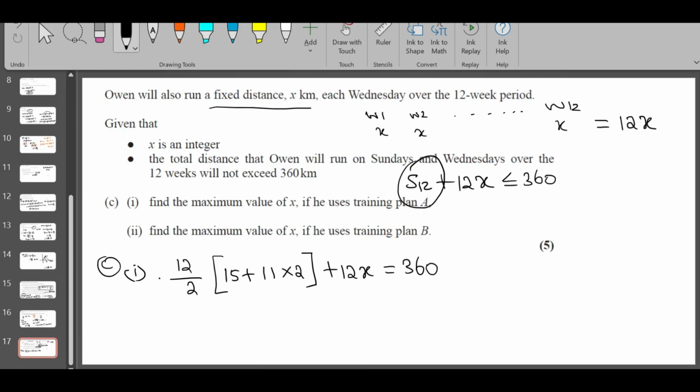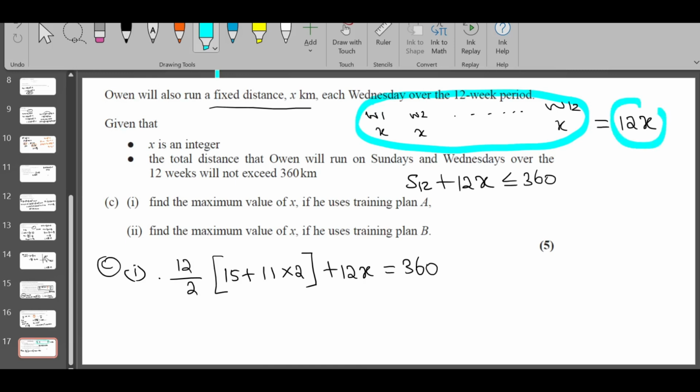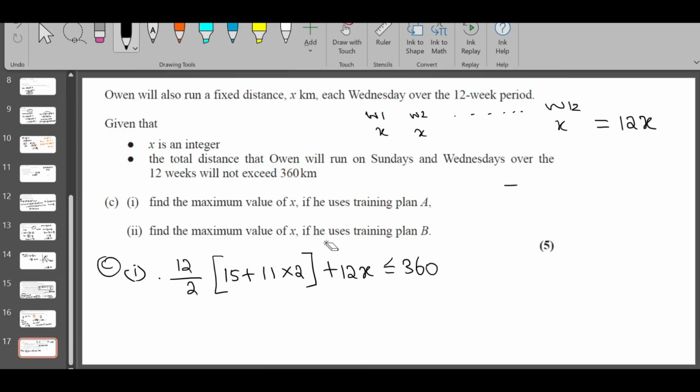Understand? I'll explain one more time. This is the distance he will run for 12 weeks if he uses plan A. That's an arithmetic series. And plus he runs x kilometers every week on Wednesday for 12 weeks. That's 12x. So the total should be, the total cannot exceed 360 kilometers, they say. So it is less than or equal to, right? So we have to find the value of x now by solving this.